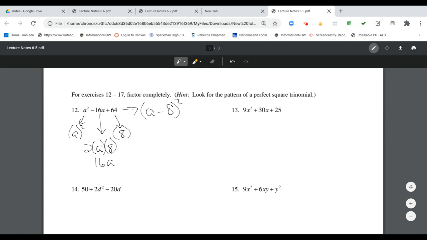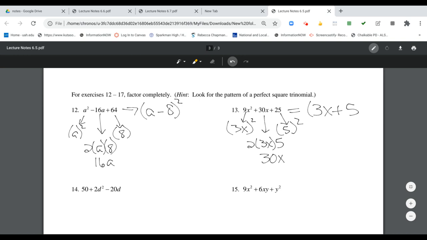All right, and number 13, when I look across this problem, I do not see a greatest common factor. So my first term is 3x squared. My last term is 5 squared. This middle term should be 2 times 3x times 5, and that is 30x. So my factors are 3x plus 5 squared. I used a plus because that middle term is positive.